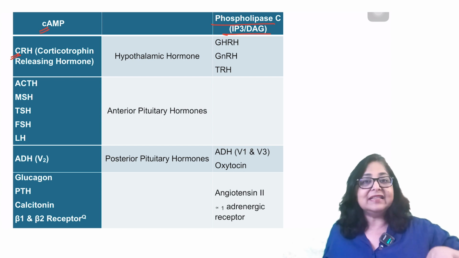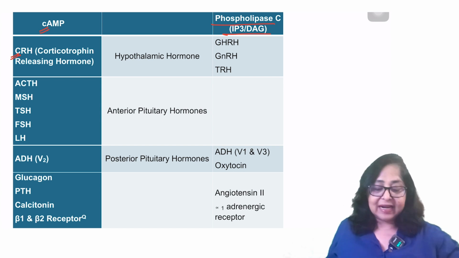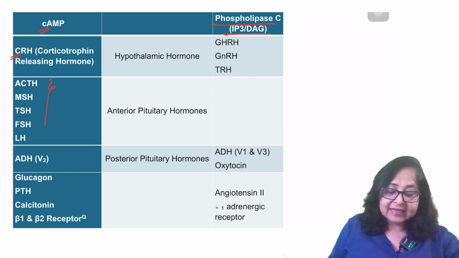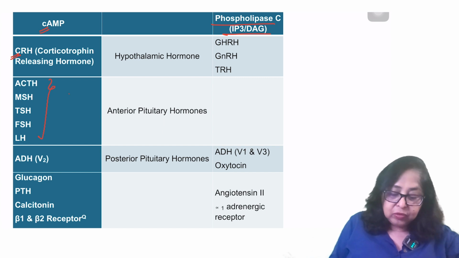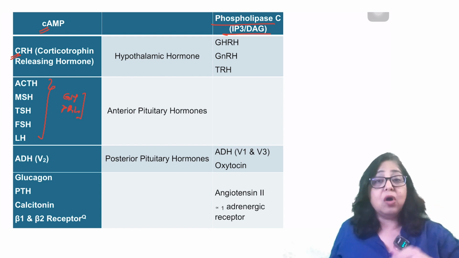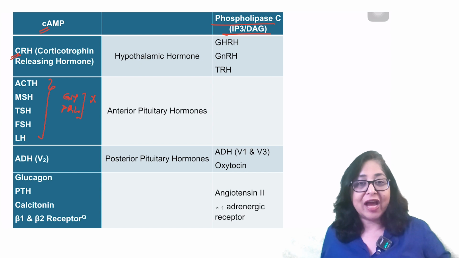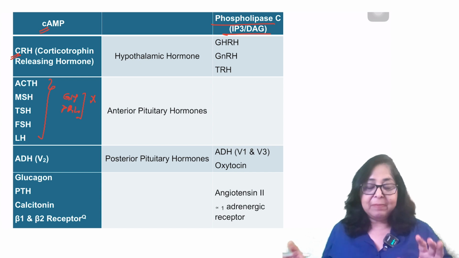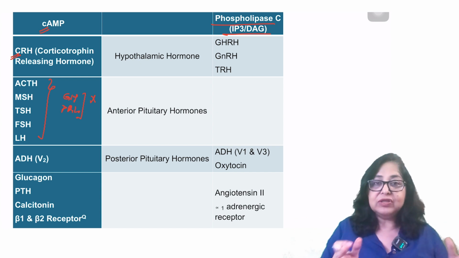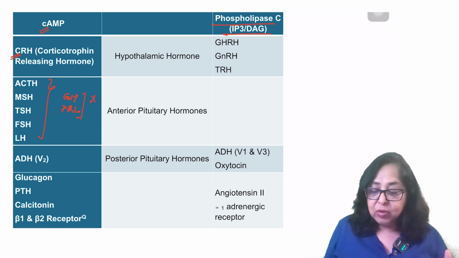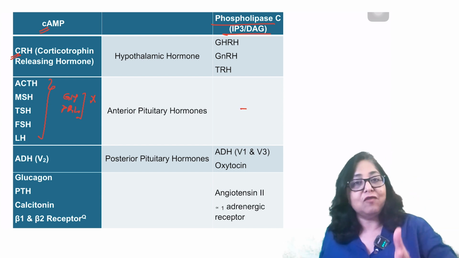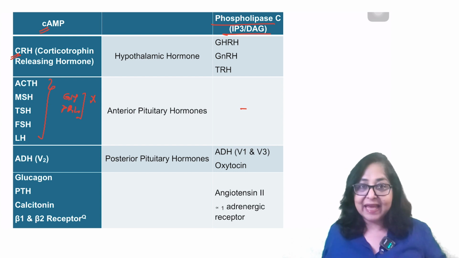Now, all anterior pituitary hormones use cyclic AMP except growth hormone and prolactin. These two do not need a second messenger because they act via the JAK-STAT pathway. Remember, all anterior pituitary hormones use cyclic AMP. There is no anterior pituitary hormone using the phospholipase C mechanism.